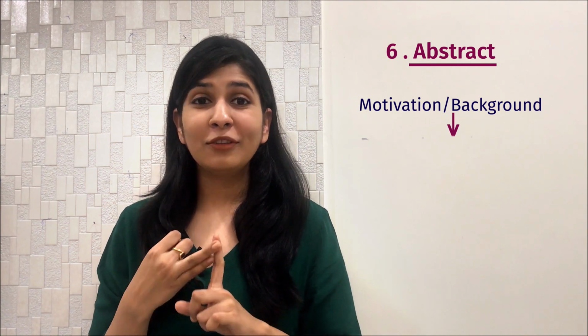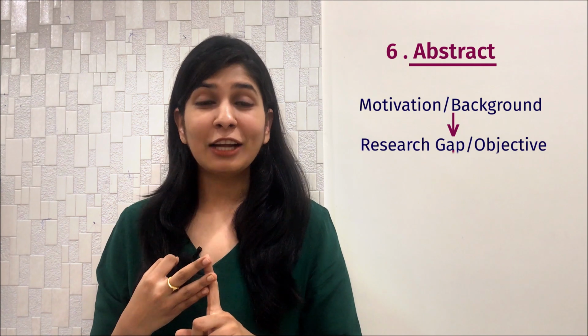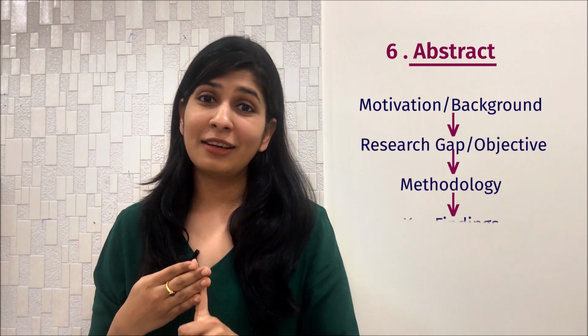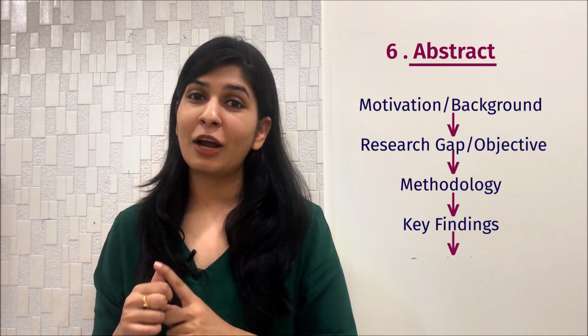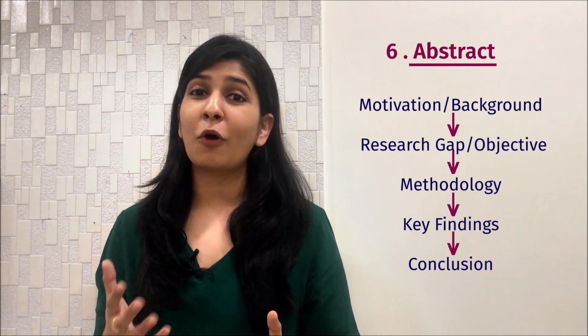So an abstract is a summary, as I said, and it includes these 5 points. The first is the motivation or the background of your study. Then you're going to talk about the research objective and the problem statement of your work. After that, you will share a brief overview of the methodology, share the key findings and the results from your study, and finally close your abstract with a conclusion which shares the significance of your research and the broader implications of your study.